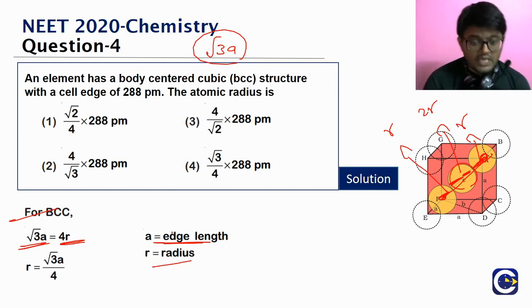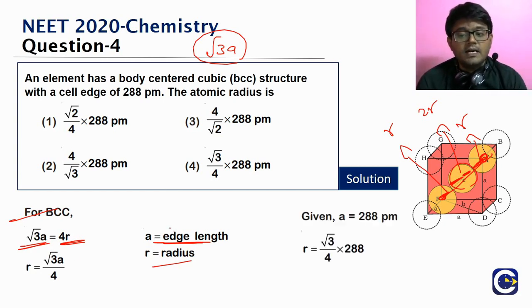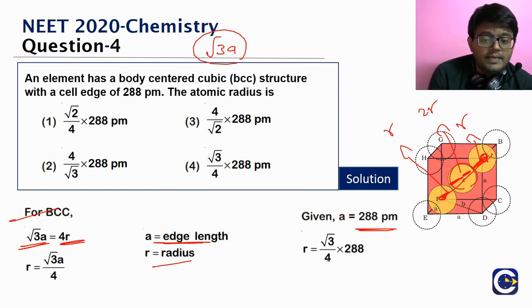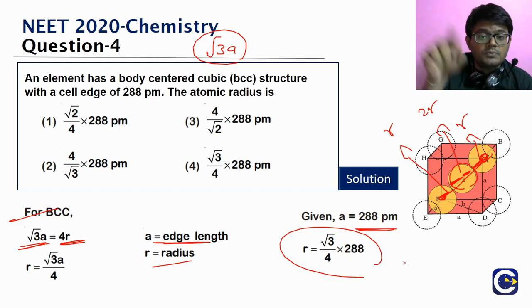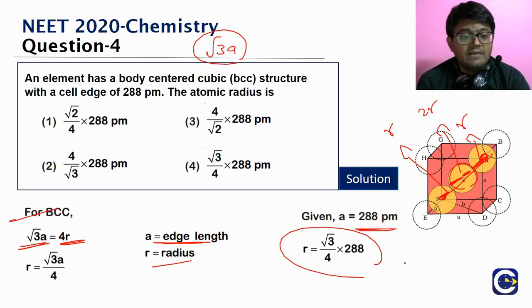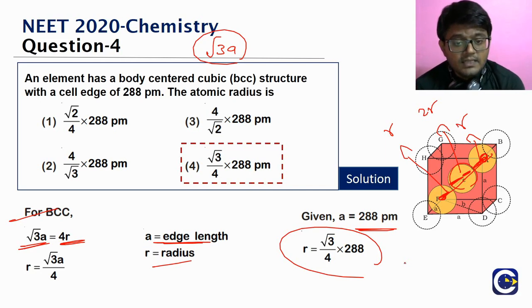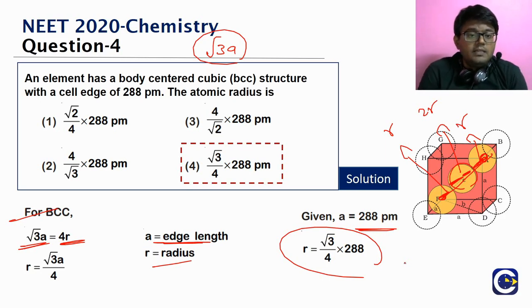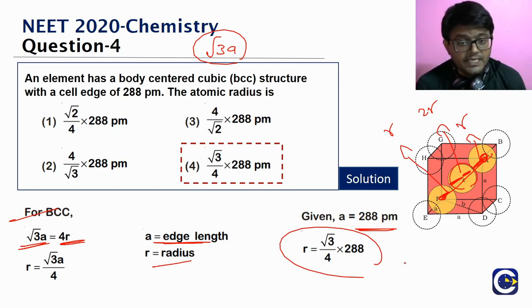root 3a by 4. Here the a value is given to us. What is the a value? 288 picometer. Here the lucky thing is we don't even need to simplify the answer, because sometimes they would expect us to substitute the value of root 3 as 1.732 and then get the final answer. But here they have given the answers without the simplification. So look at this, guys. What is the answer? The atomic radius is going to be root 3 by 4 into 288 picometer. The only thing that we need to know is the relation between the edge length and the radius of the atom for a BCC arrangement.